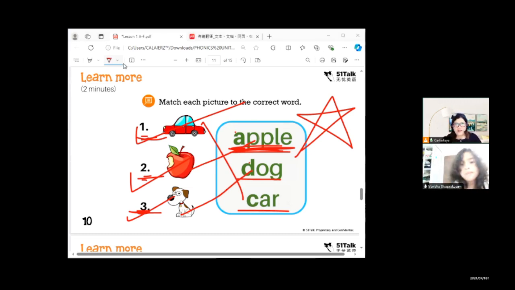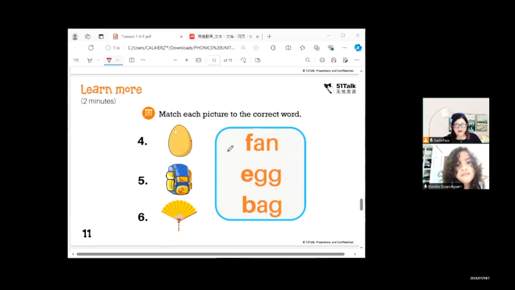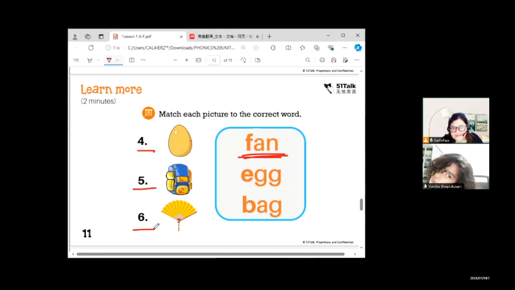Okay, now what about here? What's this? It starts with letter F. Fan. Oh, where is the fan, Vanisha? Here. 4, 5, 6. Where is the fan? Is the picture 4? Is it the picture 5? Or is it the picture 6? 6. Very good.